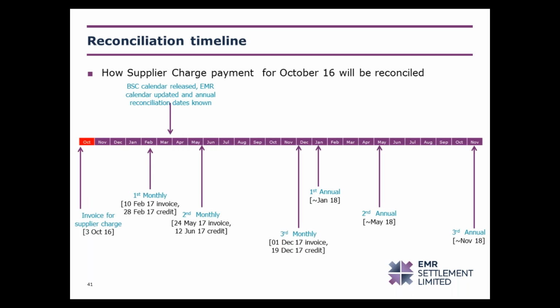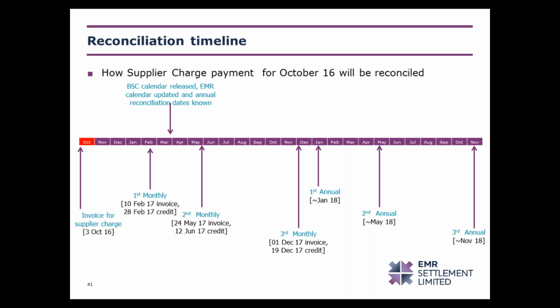So how the supplier charge payment for October 2016 will be reconciled. Just taking October as an example here, just to walk it through so you can see how it all fits together. So the first monthly invoice is in February, and the credit notes are towards the end of February. Remember, we collect things in before we pay things out. And we've got dates for the second monthly reconciliation run and the third monthly one.